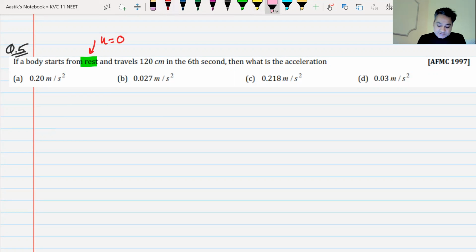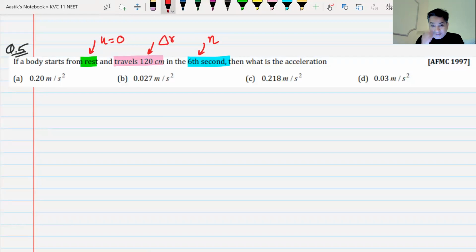It travels a distance of 120 centimeters. So that becomes my displacement in the 6th second. So that is my time. That time is 6th second. So that is the value of n, that n seconds. Do we understand? n is 6, n is 6.